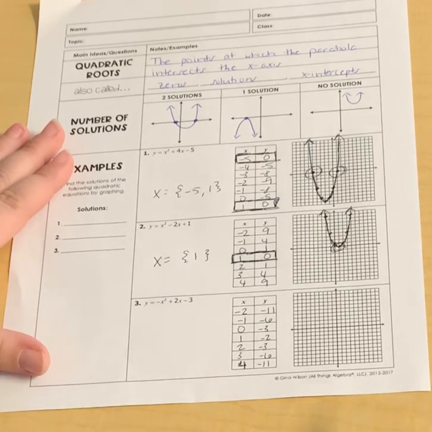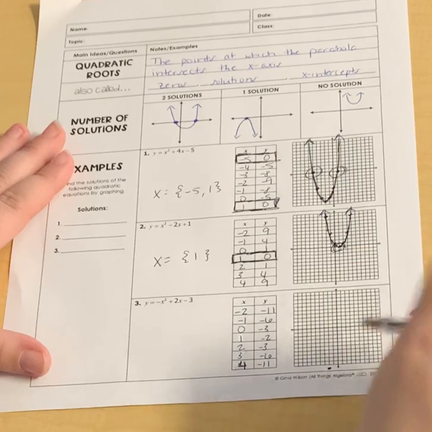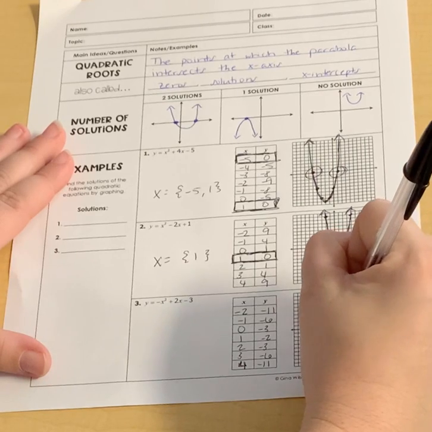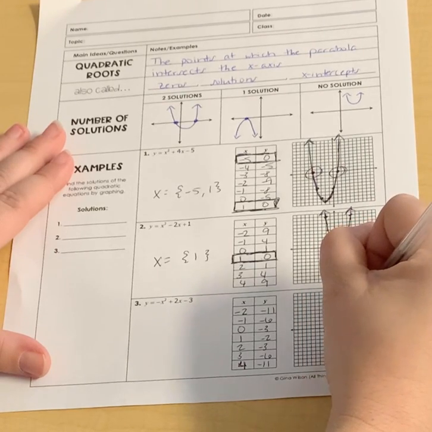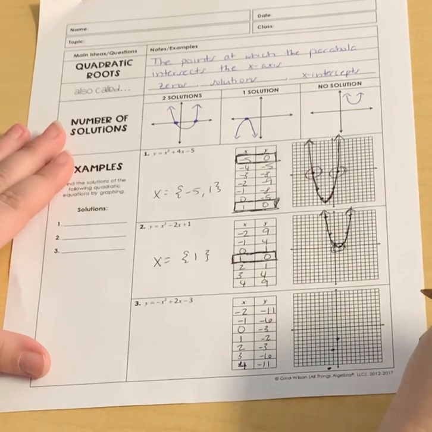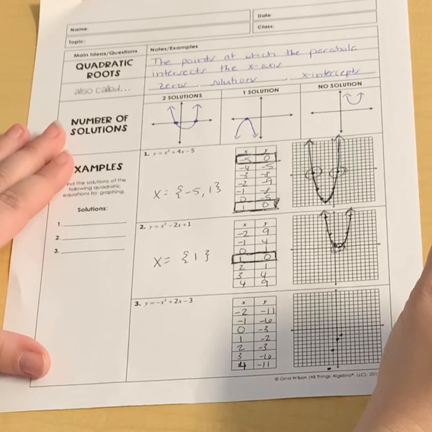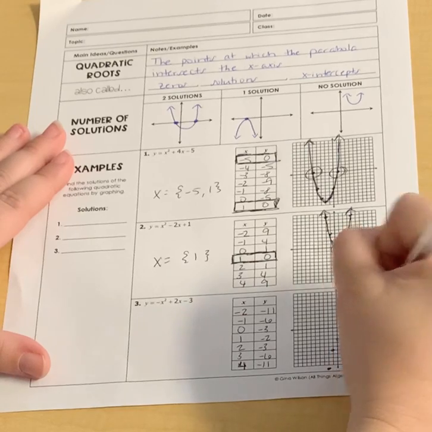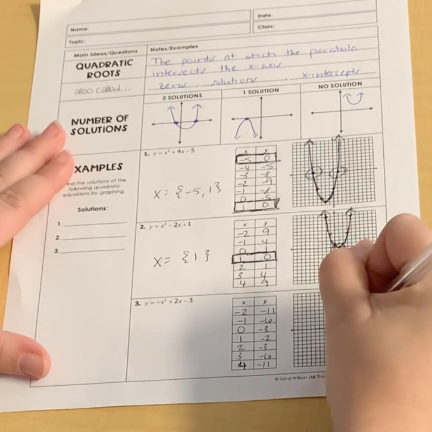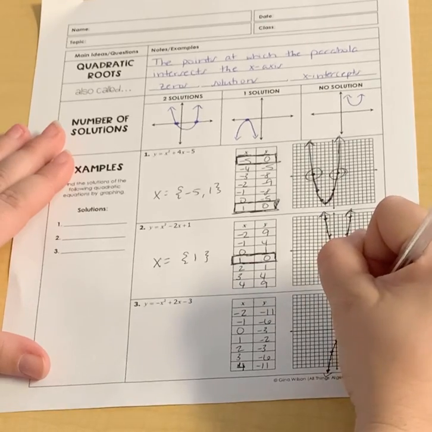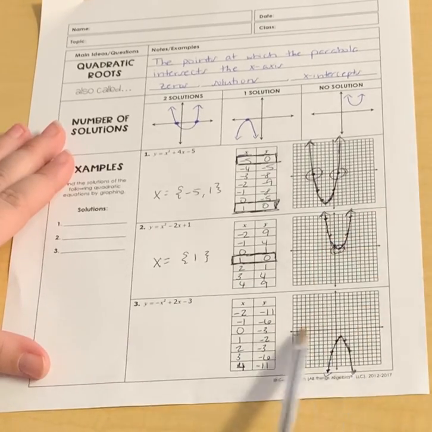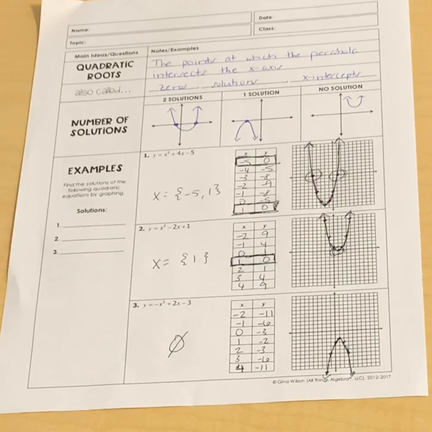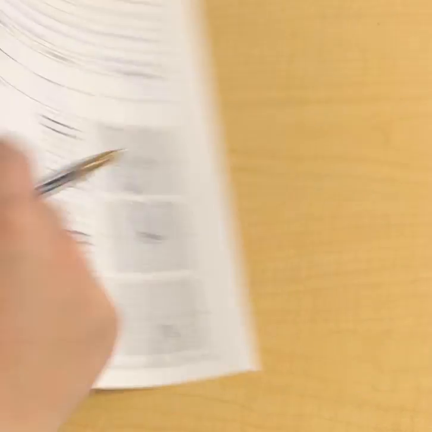So we have negative 2, negative 11. That is going to be about right here. We have negative 1, negative 6. We have 0, negative 3. 1, negative 2. 2, negative 3. 3, negative 6, and 4, negative 11. Okay, so notice that our parabola does not cross the x-axis, so this would be a no solution. Okay, all right, flip your paper over to the other side.